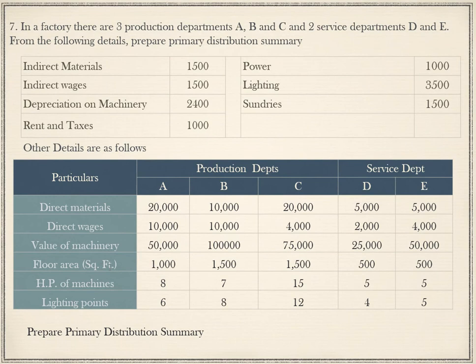The floor areas ratio is going to be, the common number among these is 500. So 1000 divided by 500 is 2, right? 2 is to 3 is to 3 is to 1 is to 1. And coming to the HP of machines, as they have given the least number here, and it cannot be further divided, therefore, 8 is to 7 is to 15 is to 5 is to 5. And coming to the ratio of light points, it is going to be 6 is to 8 is to 12 is to 4 is to 5.